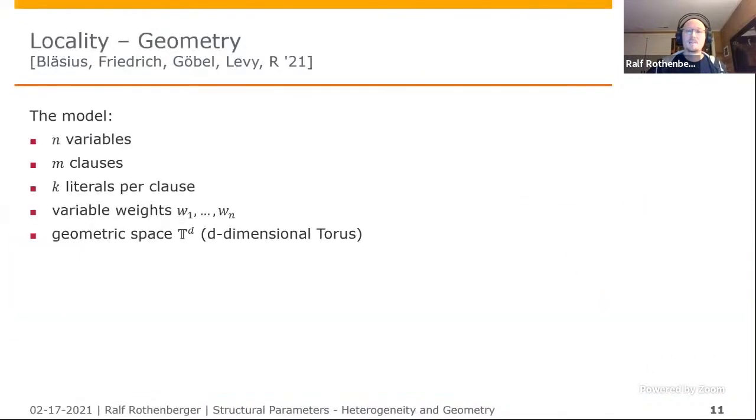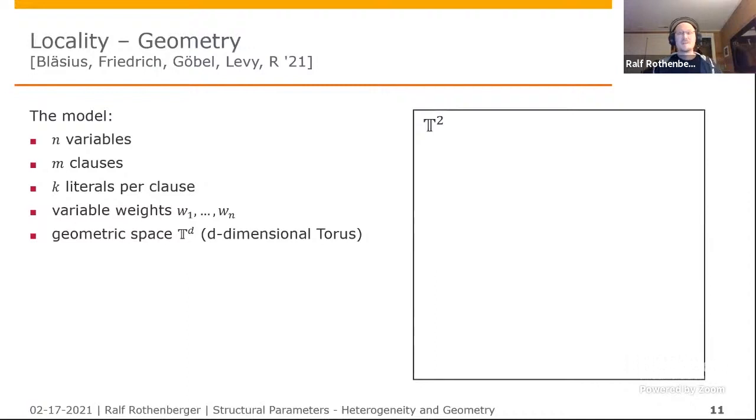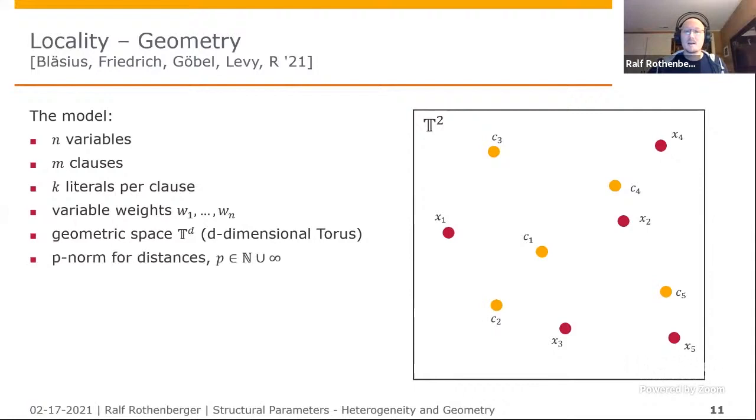Okay, so we assume to have this geometric model. What we do is we randomly distribute our variable nodes in our geometry. Then we randomly distribute our clause nodes in our geometry. And now we want to connect each clause to k variables. And to do so, we have to consider two things. First of all, the weight of the variable, and second of all, its distance to the clause node.